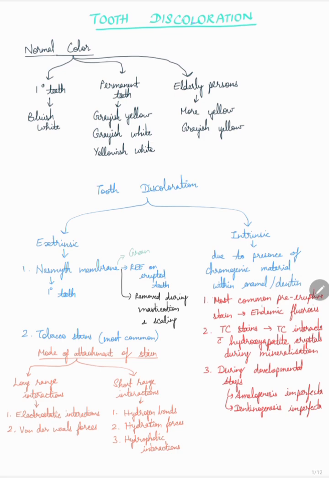So the most common pre-eruptive intrinsic stain is due to endemic fluorosis, followed by tetracycline stains. Tetracycline interacts with the hydroxyapatite crystals during mineralization of the tooth, thus causes stains. During developmental stages, amelogenesis imperfecta or dentinogenesis imperfecta can cause intrinsic stains.